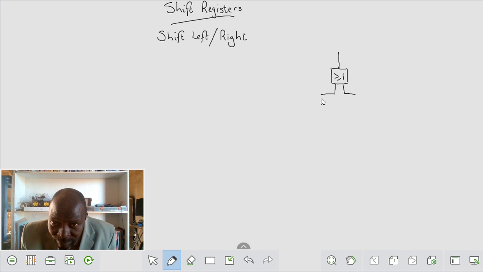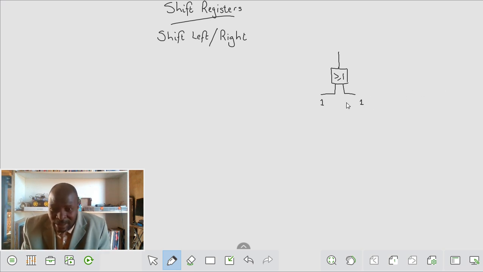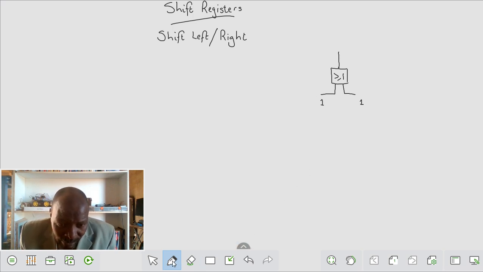But now, let's say I want to put a 1 from this side, or I want to put a 1 from the other side. The tricky part here is, if I don't have a way of controlling, then we won't know what's happening. We won't know whether the 1 is coming from that side or from that. What do we do then? We improve this circuit and say, okay, let's be able to select.